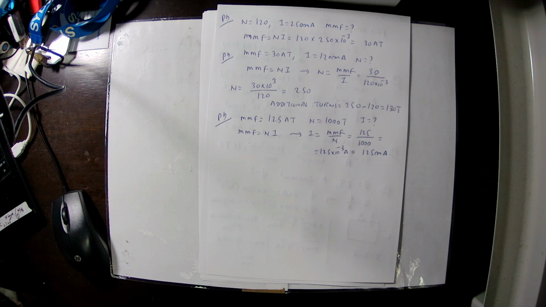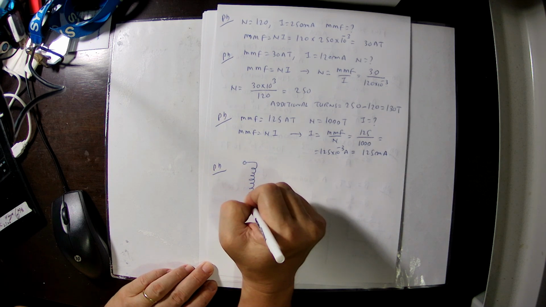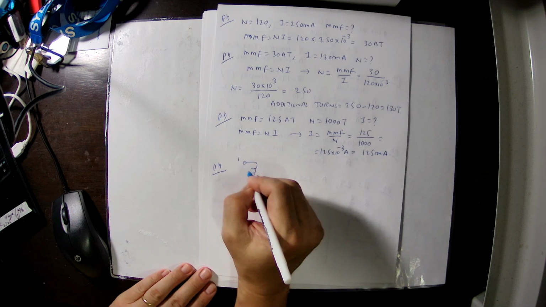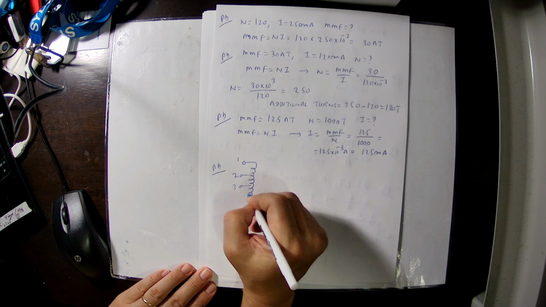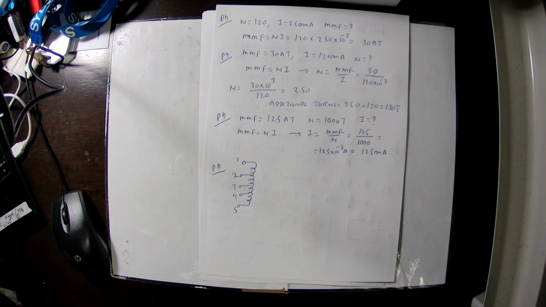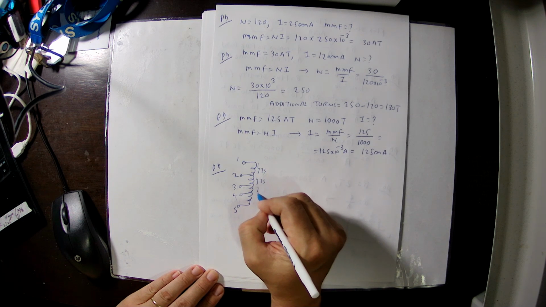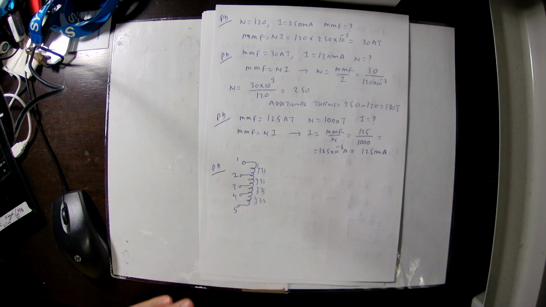The next one has a number of tappings. Tapping 1, tapping 2, tapping 3, tapping 4, and tapping 5 are given. Each tapping section has 35 turns, 35, 35, 35. We need to calculate the magnetomotive force.